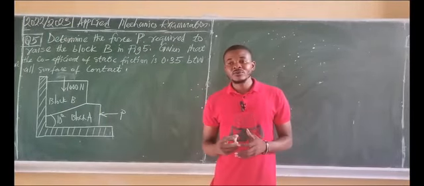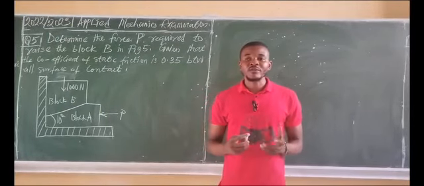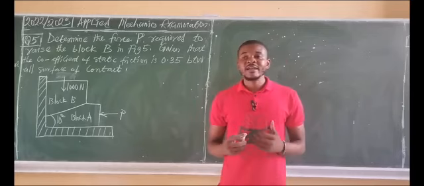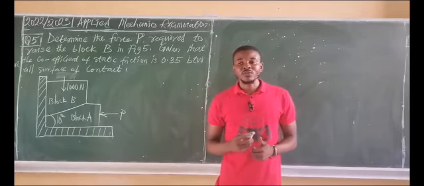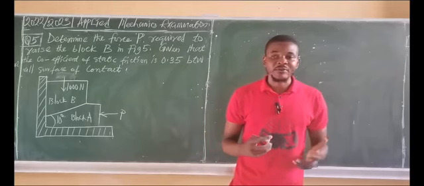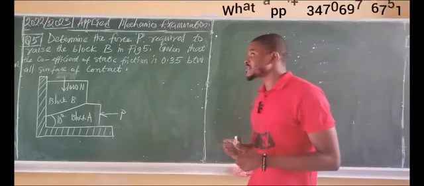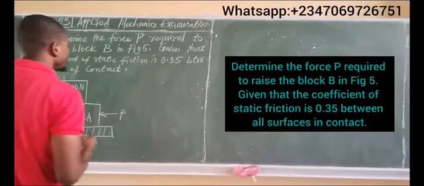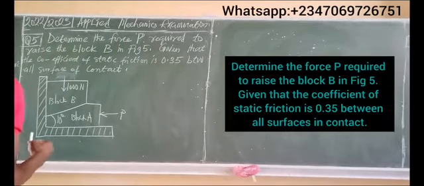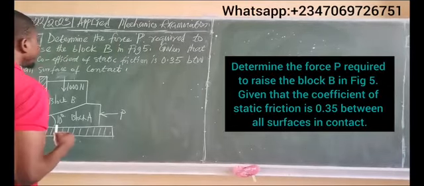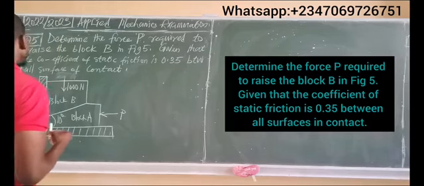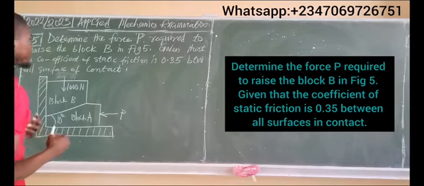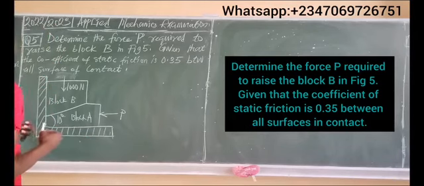Alright, so in today's video, we are going to continue with question 5 of the 2023 Applied Mechanics Examination question of the Rivers State University, Port Harcourt, Nigeria. So let's take a look at the question. The question says, determine the force P required to raise the block B in figure 5, given that the coefficient of static friction is 0.35 between all surfaces of contact.